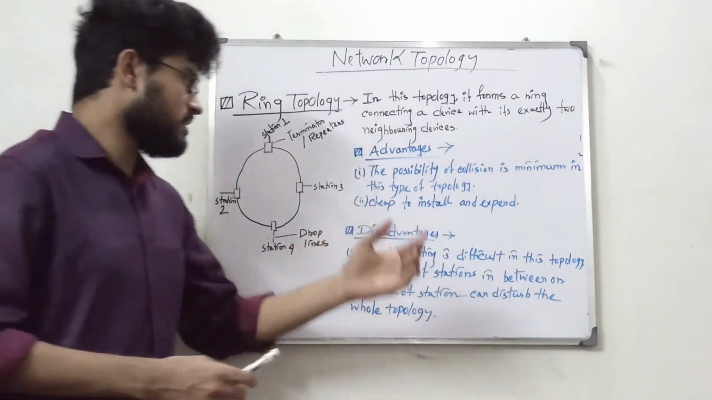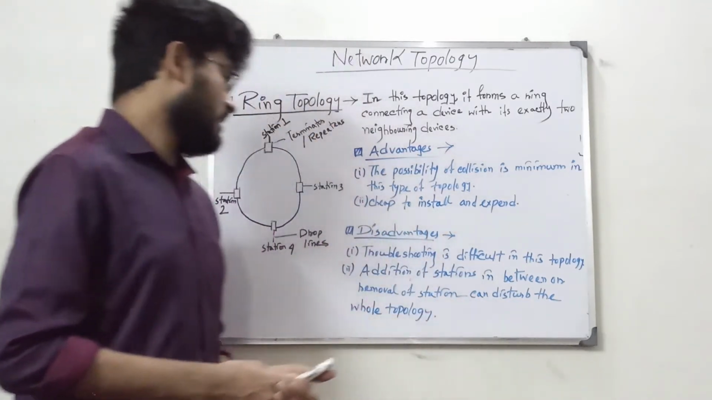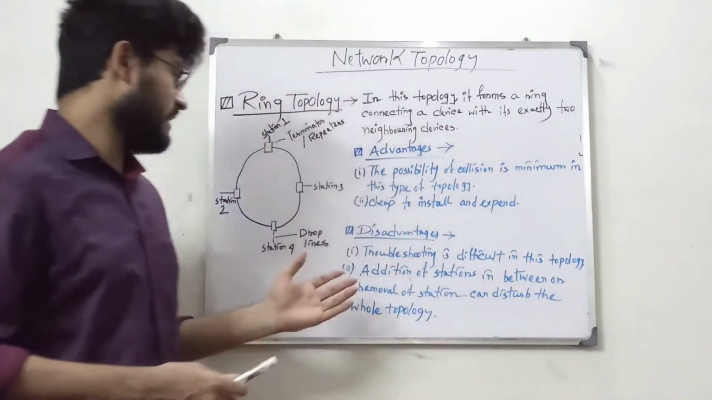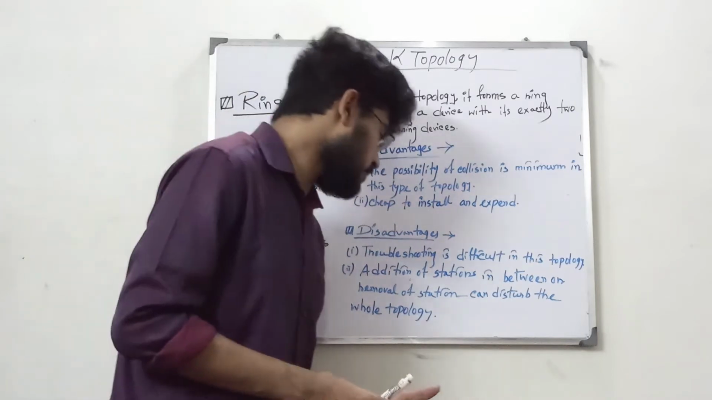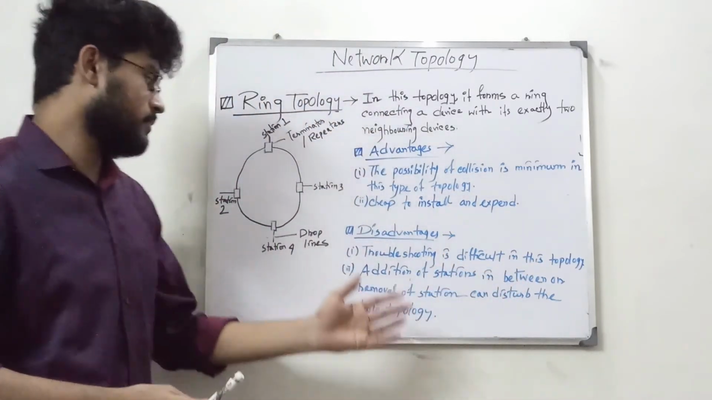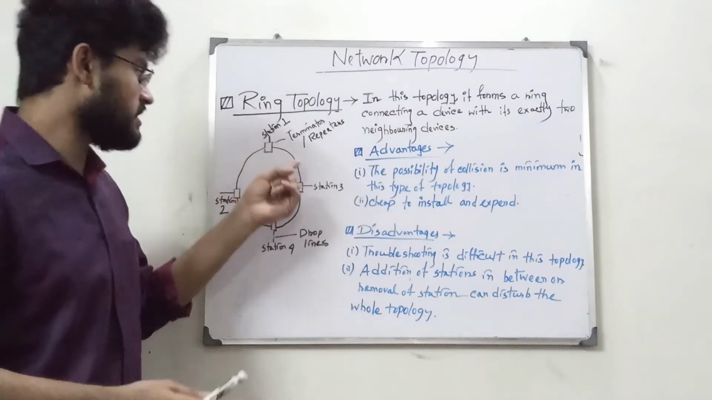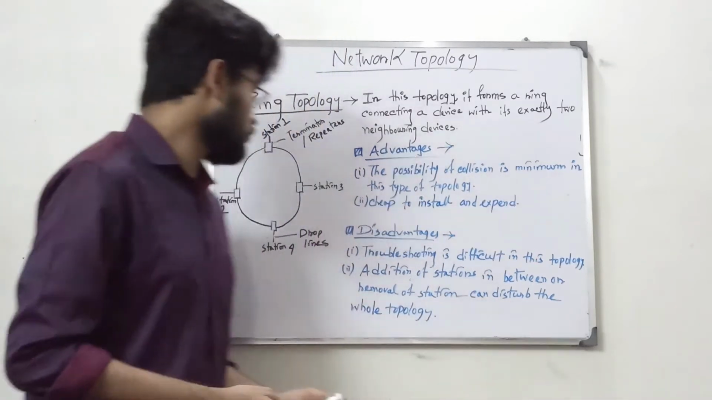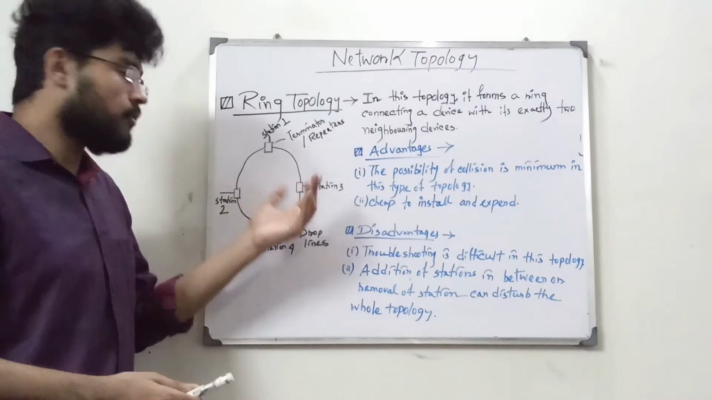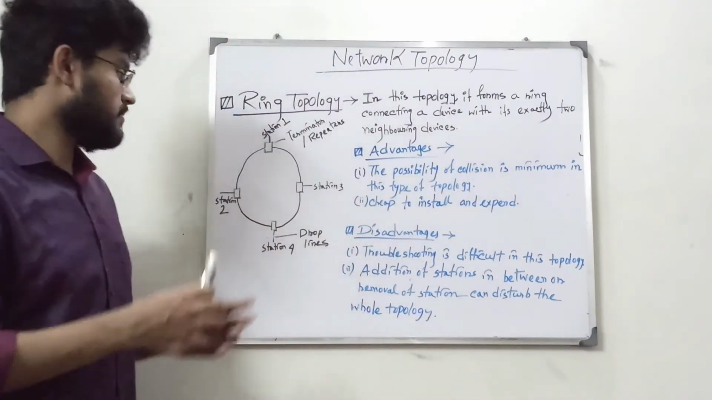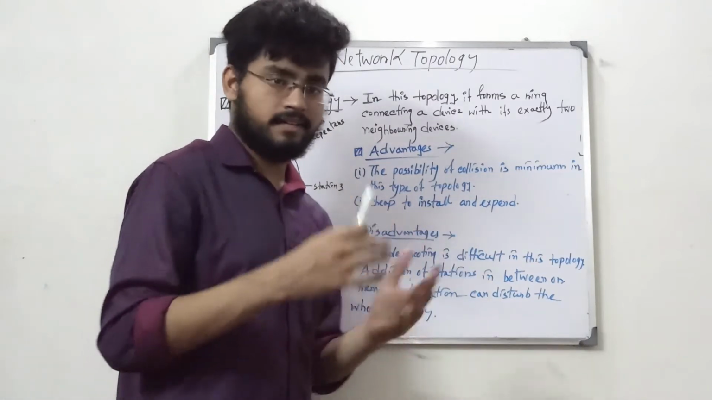First, troubleshooting is difficult in this topology. And second, addition or removal of stations in between can disturb the whole topology. If we want to add a station between two stations, or if we want to remove one station, then it can disturb the overall topology and the overall network flow.